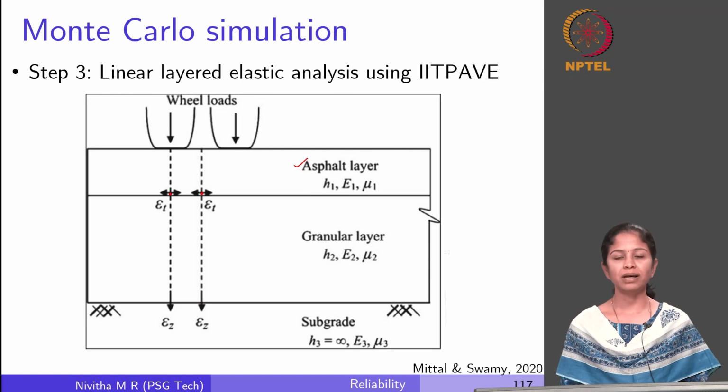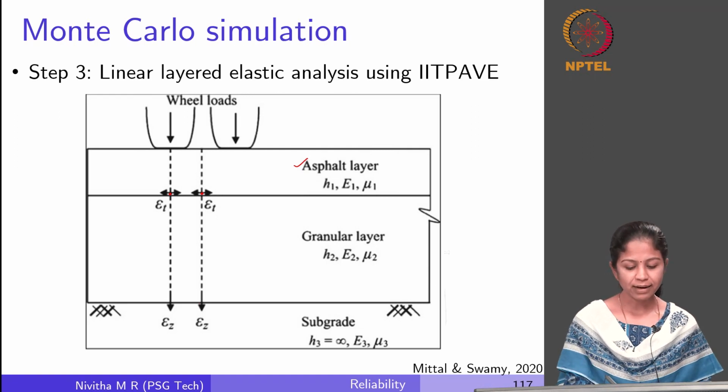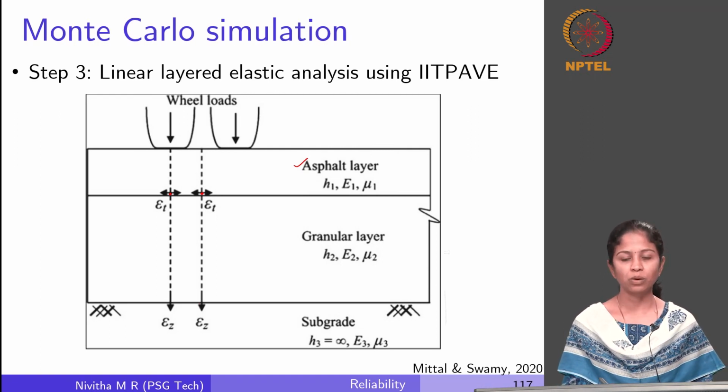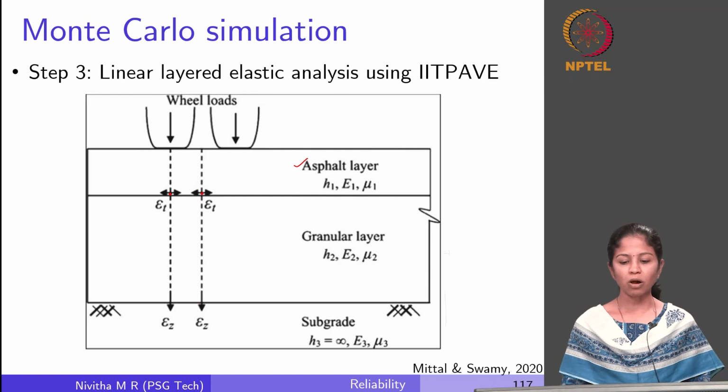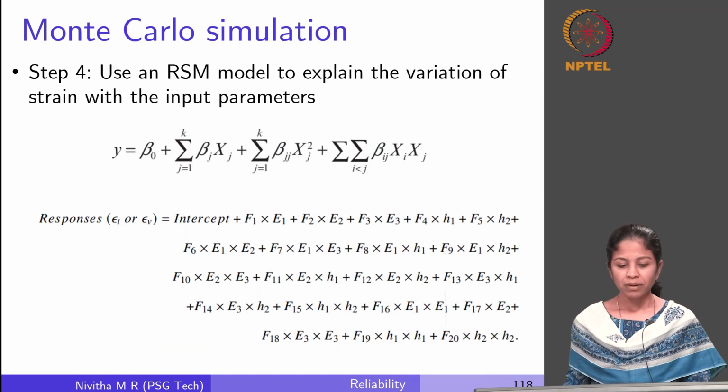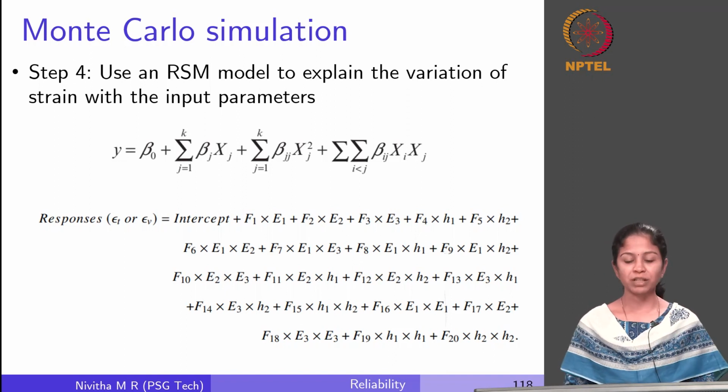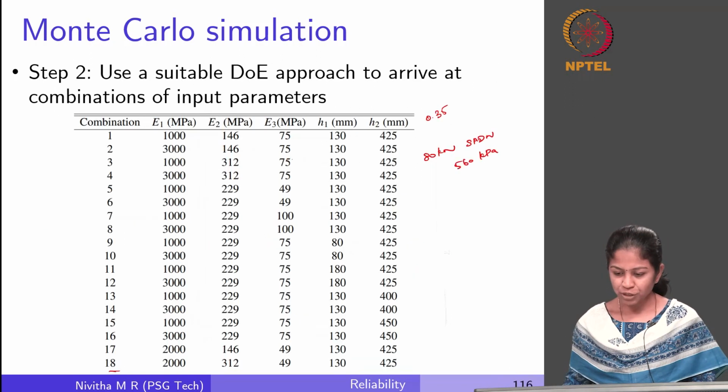So this is done using a linear layered elastic analysis. So we get horizontal maximum tensile strain directly under the load, in between the wheel loads, vertical maximum compressive strain directly under the load, in between the wheel loads, right. So, all these strains are now computed. Then we use a response surface methodology. Now let me show you this.